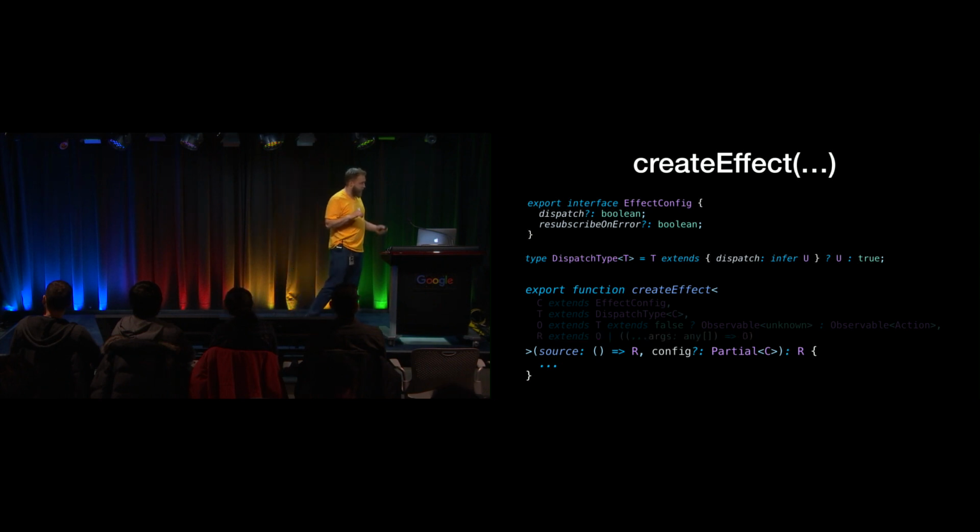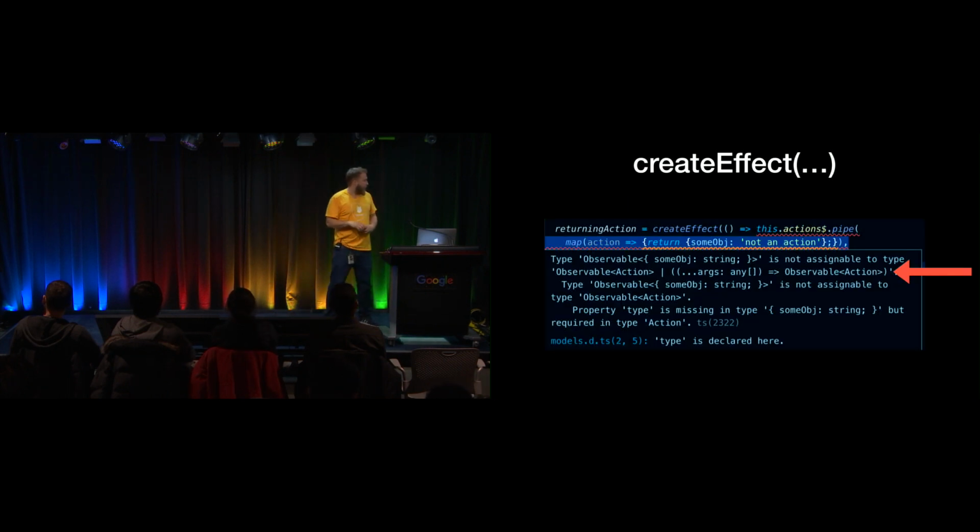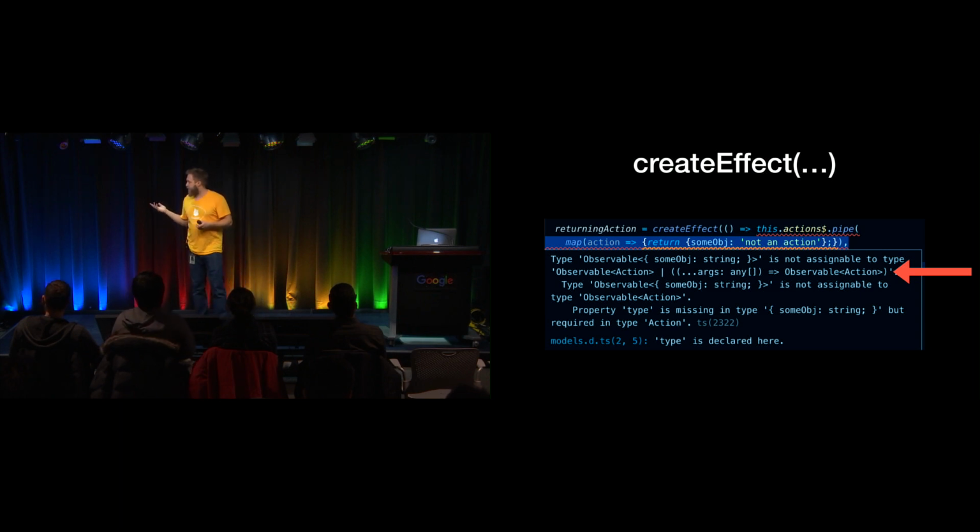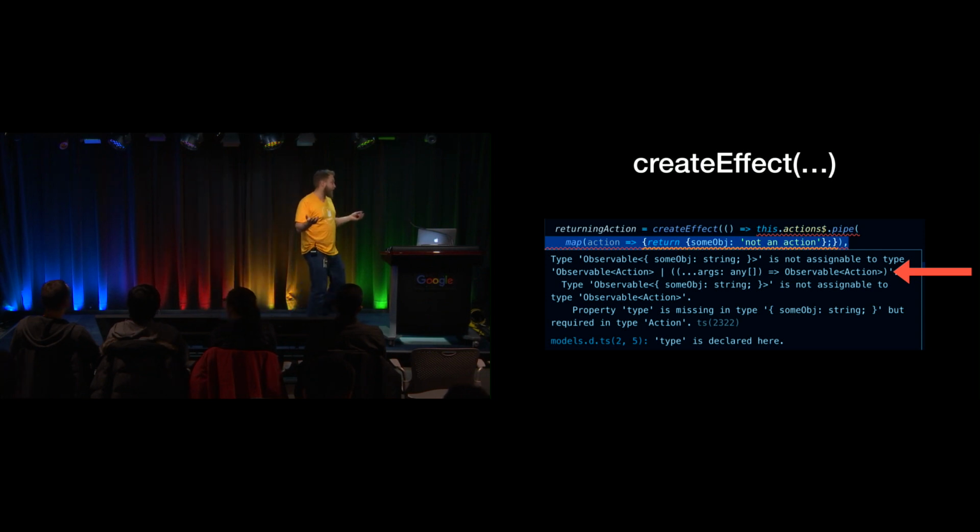OK, so now let's look at how it actually works. So now, in our create effect, we pass in, for example, this actions as a first argument, and say it maps to something that is not an action. For example, here's just some object with some property. Now, we're using TypeScript as our friend, and it really helps us at compile time. And even the IDE starts complaining that, hey, whatever you're returning there is not an observable of action, which is great, right? And now, say we want to dispatch false.